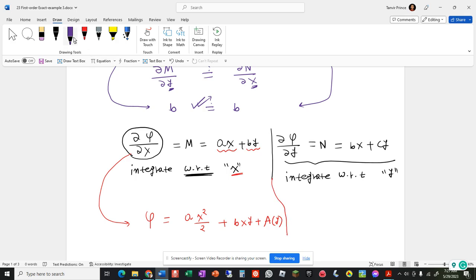Similarly, on this side, when I integrate both sides with respect to y, this will be the original function phi. And here remember, y is the variable, x is like a number. So this bx is a number. When I integrate bx with respect to y, it's just bxy, plus when I integrate cy with respect to y, that's just c times y squared over 2.